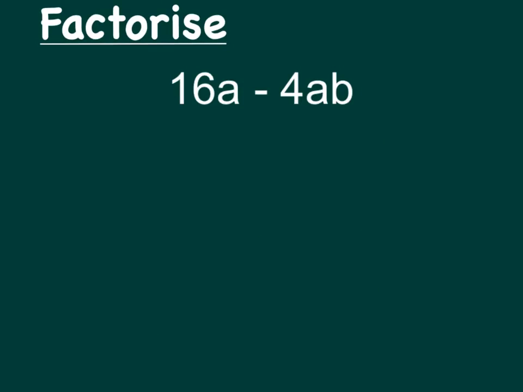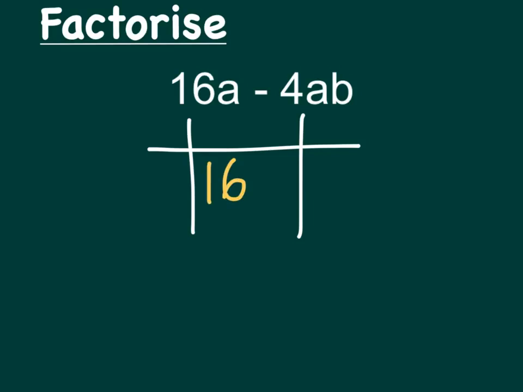Factorise 16a minus 4ab. Again, the first thing we're going to do is draw the grid. Our first term, which is 16a, goes in the first box, and the second term, which is negative 4ab, goes in the second box.